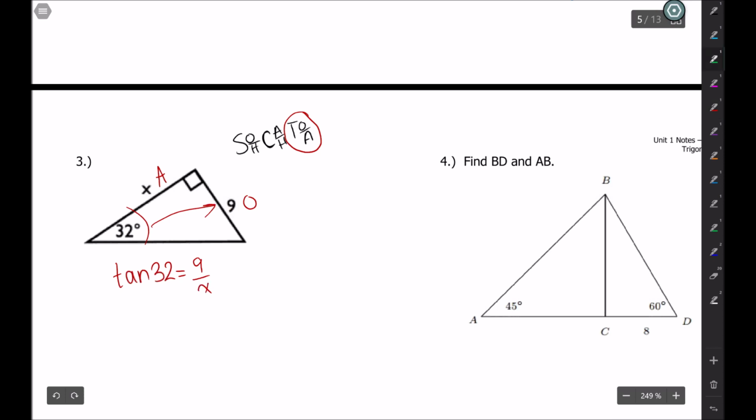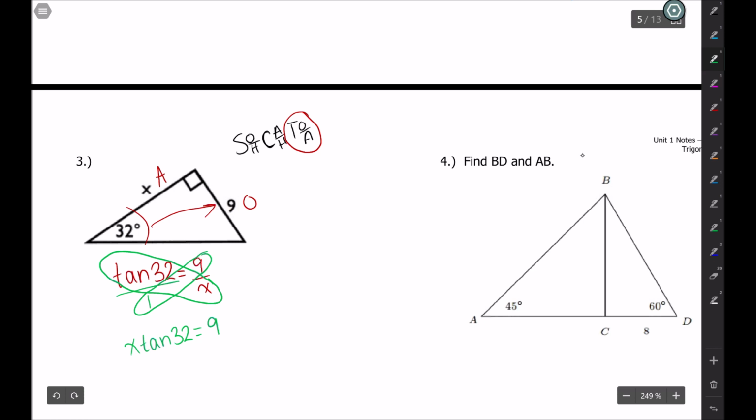So right here, because the x is in the denominator, it's a little bit harder to solve for x. So instead, what I'm going to do is cross multiply like I did in question number 2. So here, when I do this, it's tangent of 32 times x. I'm going to put the x first. So it's x times the tangent of 32, because it doesn't matter what order you put it in when it's multiplication. And then on this side right here, I've got 9 times 1. And 9 times 1 is 9.